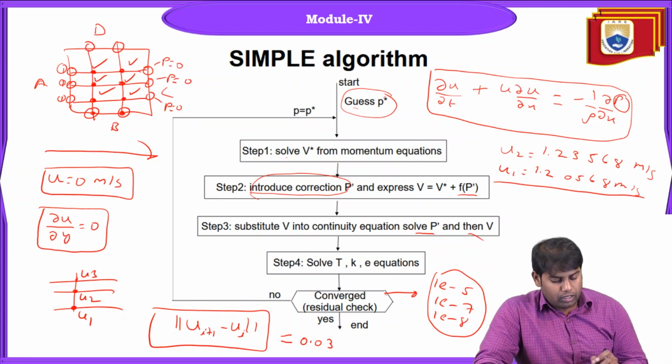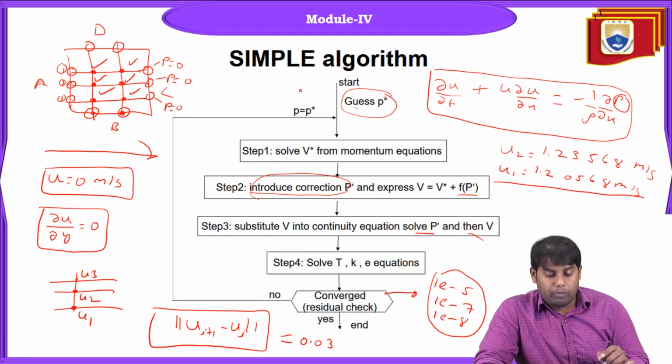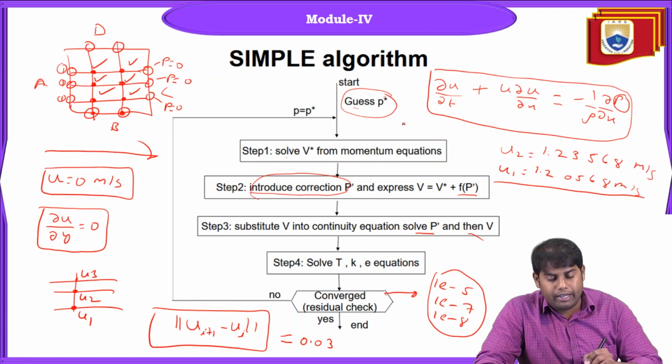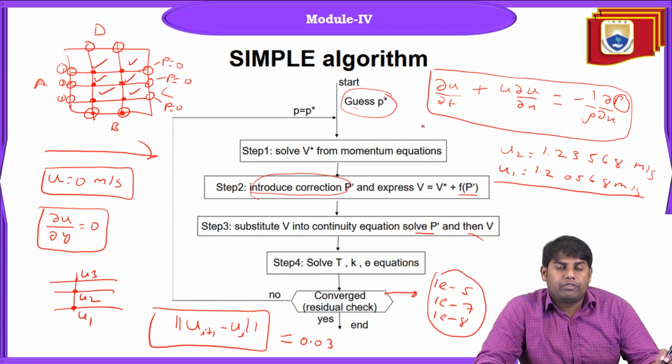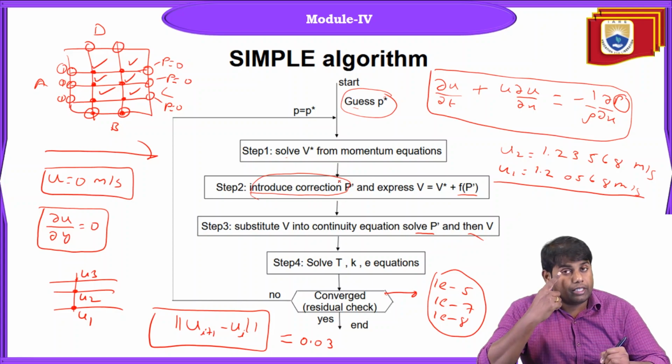So here, if it is yes, you will stop it. If not, whatever values we obtained at this stage, we'll take as the new guess value. So this is the first iteration which we saw. For the first iteration, we have seen the guess value, then the guess value of velocity, then we get the pressure correction.